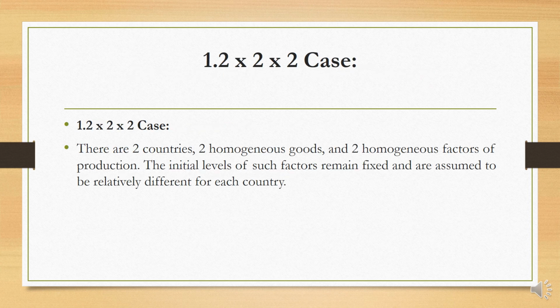Now we explain all the assumptions in depth. Assumption number 1 is the 2 by 2 by 2 case, which means there are 2 countries, 2 homogeneous goods and 2 homogeneous factors of production. The initial levels of such factors remain fixed and are assumed to be relatively different for each country.